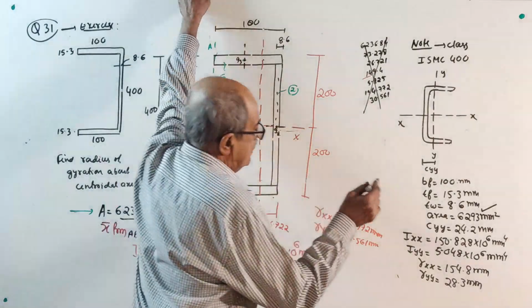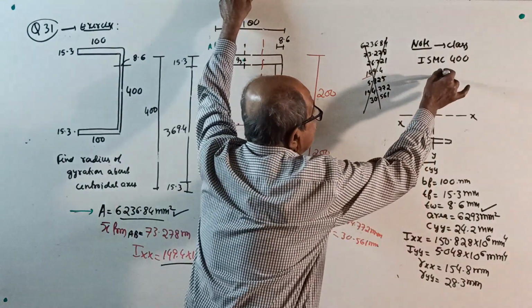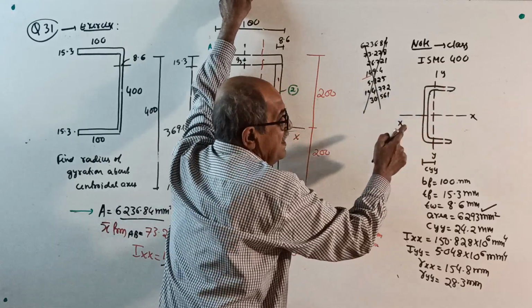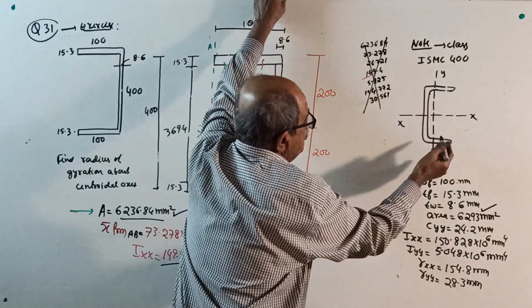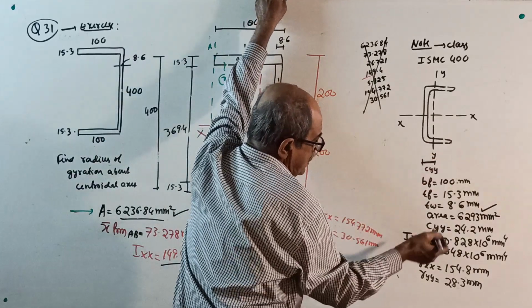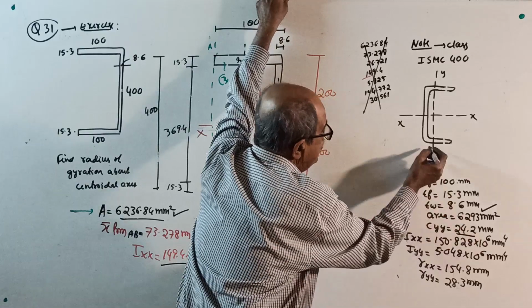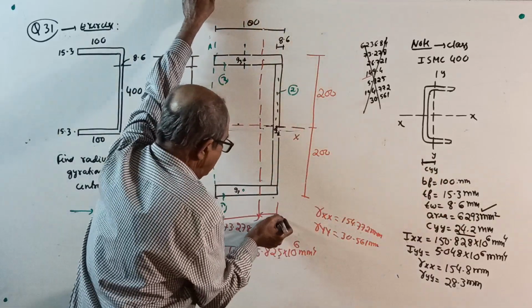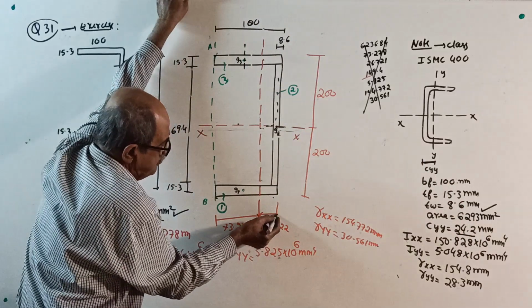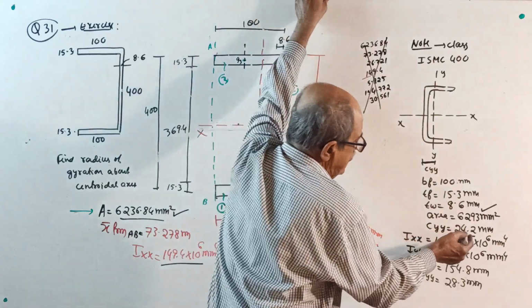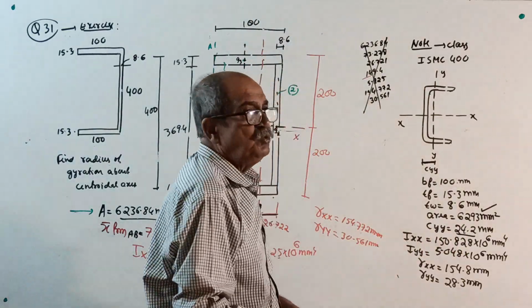Then they told, see here, CYY. In the IS handbook, I turned the channel this way. They told this distance CYY is 24.2. This distance is actually Y from here. We got 26.722, they told 24.2, around 2 mm more.